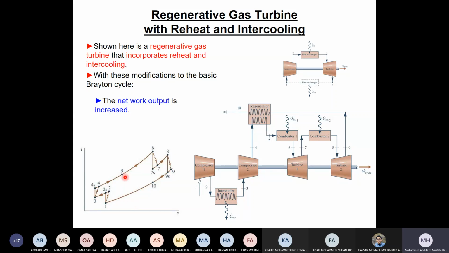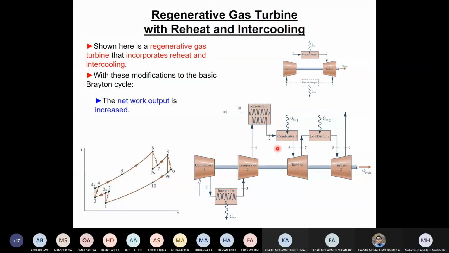Then we have a pressure increase in the second compressor. Then this goes to the heat exchanger, which is just flow in a pipe. There are some pressure losses, but we can neglect that. Then it goes to the combustor. Also there are some pressure losses, but we can neglect that. Therefore, 4, 5, and 6 are the same pressure.